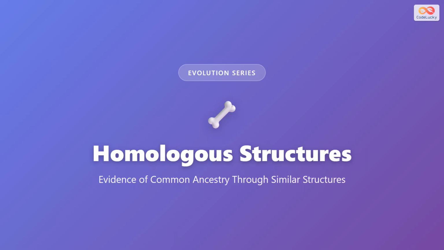Welcome to this video on homologous structures, part of our evolution series. Homologous structures are fascinating pieces of evidence that help us understand how different species are related through evolution. They show us the remarkable story of how life on Earth has changed and adapted over millions of years, all while retaining traces of shared ancestry.